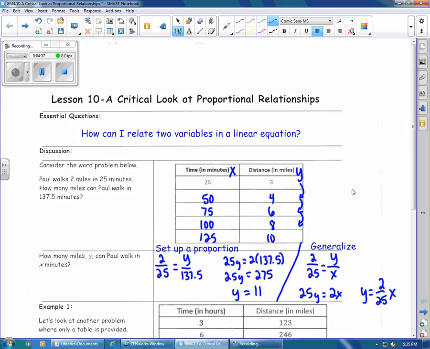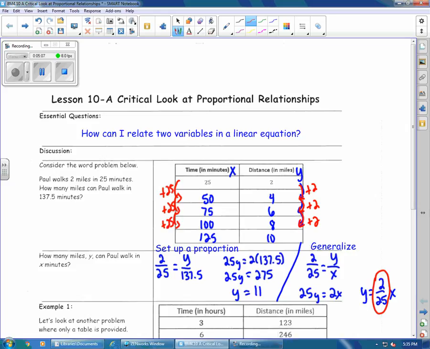So I want to draw your attention really quick to this number here, 2/25. That's the rate he's traveling at. And if you look at our chart here, his distance is going up by an increment of 2 each time, and the time was going up by an increment of plus 25.